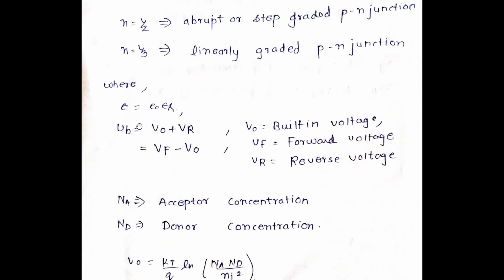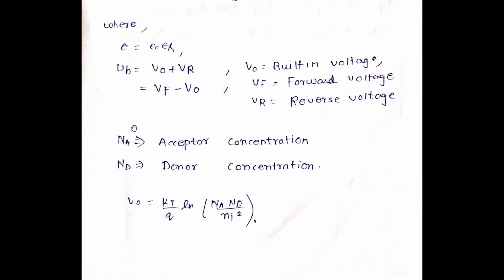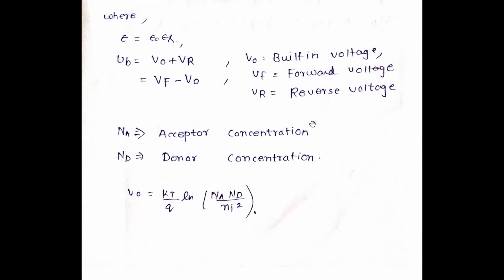Vb is basically the barrier potential, wherein V0 is the built-in potential, Vf is the forward voltage, and Vr is the reverse voltage. So depending upon forward voltage or reverse voltage, you can find out the Vb value. Na and Nd are the acceptor concentration and donor concentration. The formula for Vb is V0 plus Vr, or Vf minus V0.